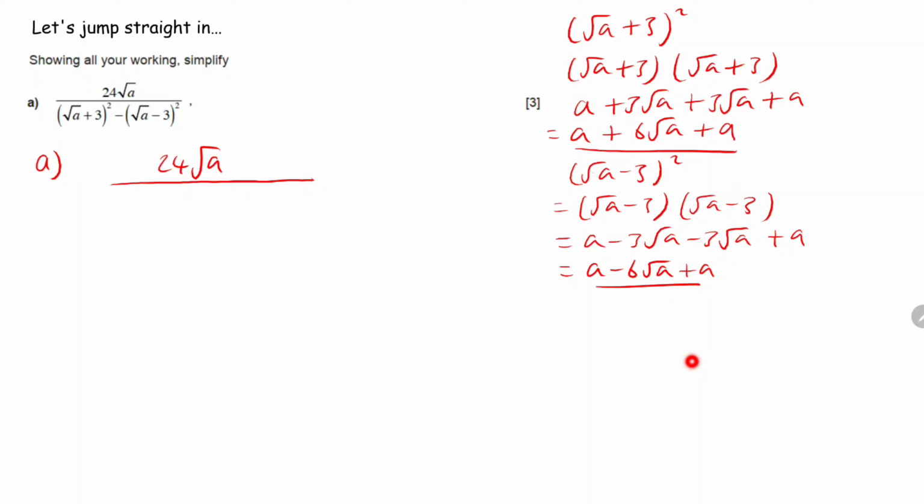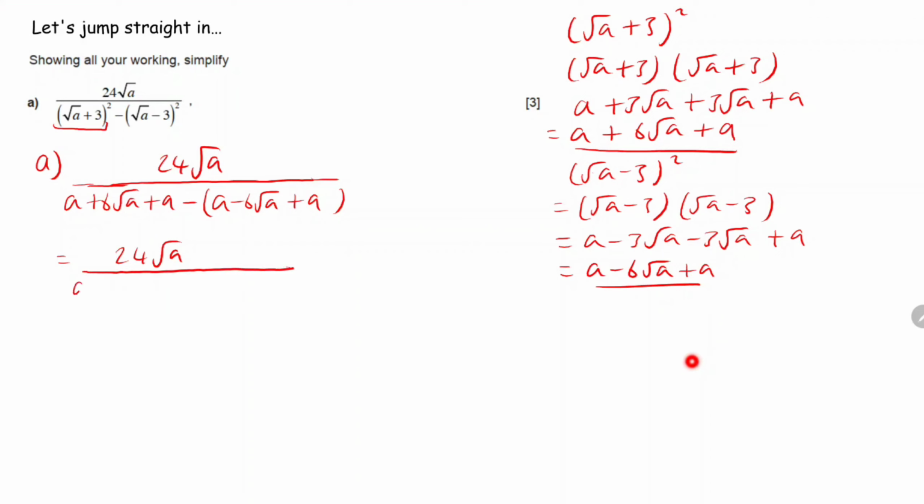So what we can do now is substitute these two values into the original expression. Remember, this simplified to a plus 6 root a plus 9. Then we're subtracting this term. Now I'm going to put brackets around all of this, so we have a minus 6 root a plus 9. It's important I put brackets around those because I'm subtracting all of this, so it needs to be squared first. Now the top is going to stay as 24 root a.